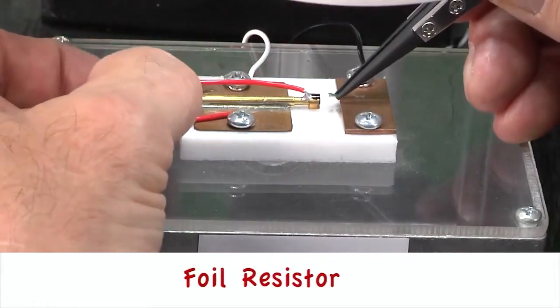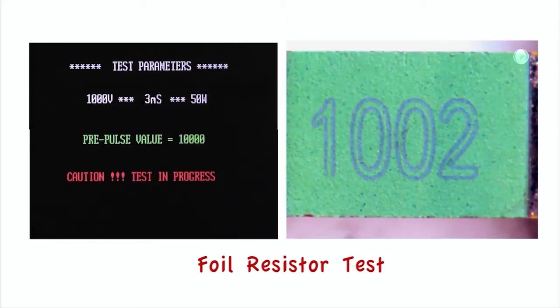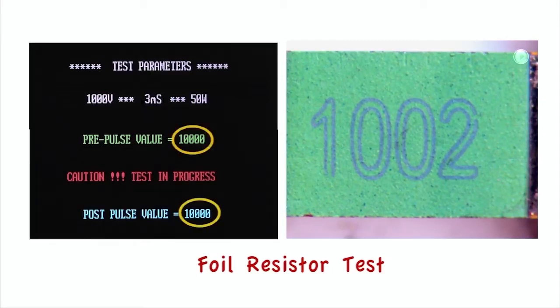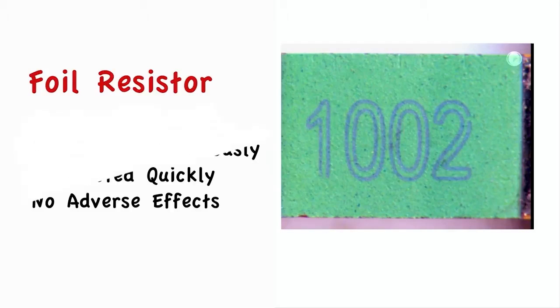And finally, the foil resistor. What just happened? Nothing. Absolutely nothing. The foil resistor absorbed the pulse with no damage or change in value. No doubt it got incredibly hot, expanded tremendously, then contracted very quickly with no effect. Imagine how stable this resistor will remain after years and years of normal use.